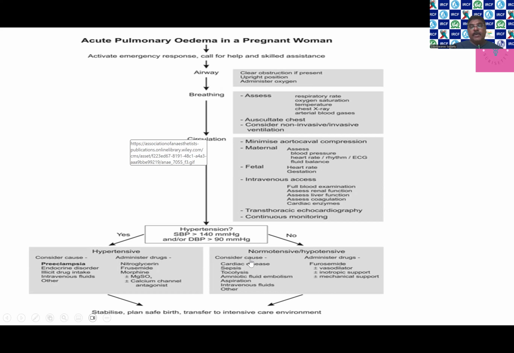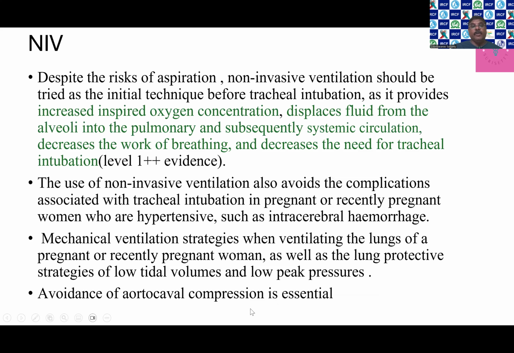If the patient is normotensive or hypotensive, consider the causes: cardiac disease, sepsis, tuberculosis, amniotic fluid embolism, aspiration, intravenous fluids, and other conditions. In these conditions, we have to give furosemide, which also acts as a vasodilator. You have to take the help of inotropic support also. So we have to maintain the blood pressure and take mechanical support if the patient's condition is deteriorating. So we have to stabilize the patient, plan the safe birth, and transfer the patient after delivery to the intensive care environment.